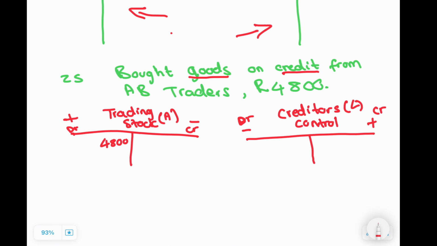So the detail will be creditors control because it is the contra account. Or you can just ask yourself, how did I buy this trading stock? We bought the trading stock on credit, meaning your detail will be creditors control.